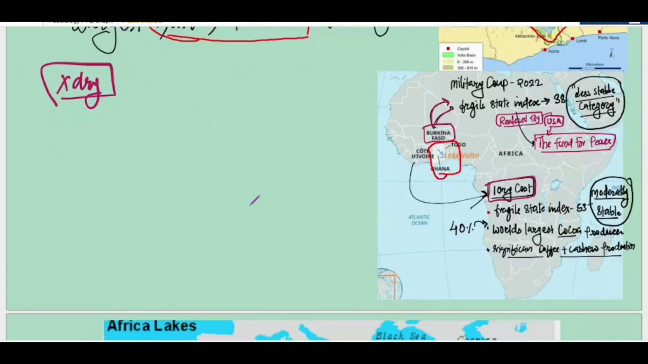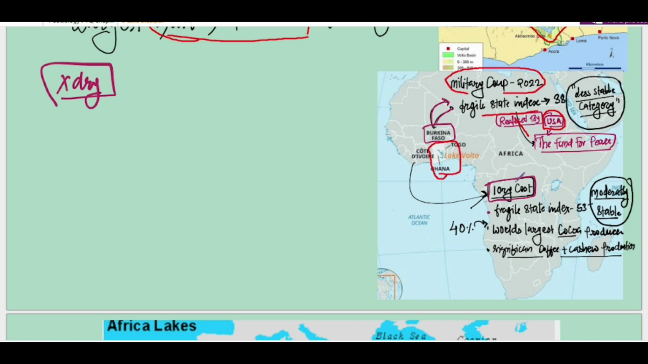So around Ghana we have Burkina Faso. In the recent past, Burkina Faso suffered a military coup. Because of that, this region becomes important, and it has a fragile state index of 38, which means it is less stable. It comes in the less stable category. And the fragile state index is released by the Fund for Peace, which is a US humanitarian organization. It is an organization in the USA which releases this fragile state index.